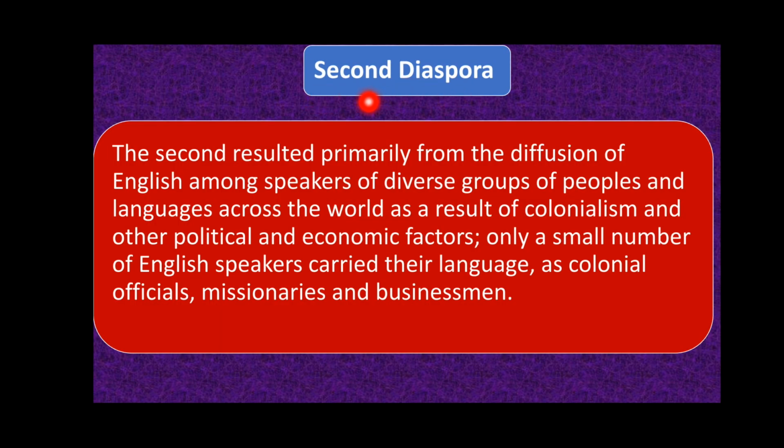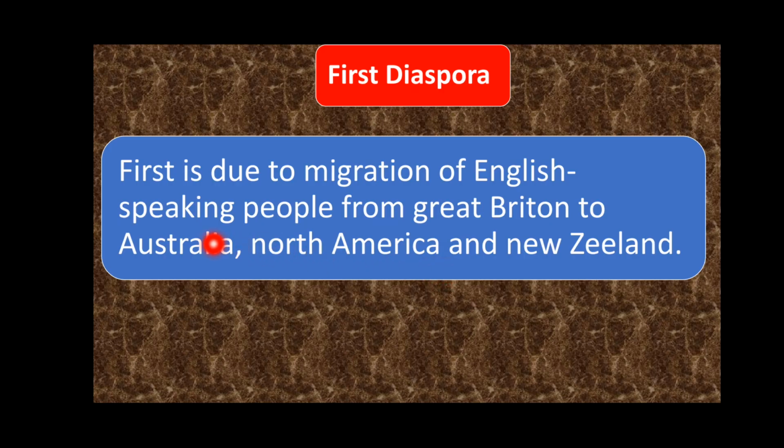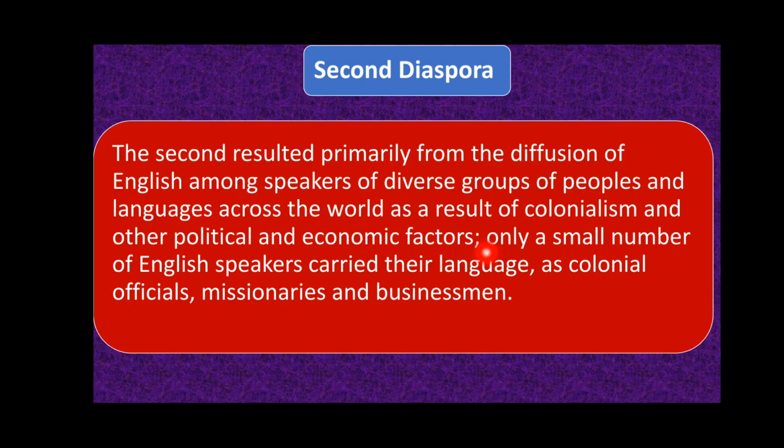Second diaspora. On this slide, we will discuss the second cause of the spread of English, or the emergence of English as a global language. The first cause was migration. When the British people migrated to Australia, North America, and New Zealand, they settled there. They took the English language with them, and now English is the first language or mother tongue of New Zealand, North America, Australia, Canada, these countries. So that was the first cause of the spread of English. And the second was colonialism. So we will discuss that here.